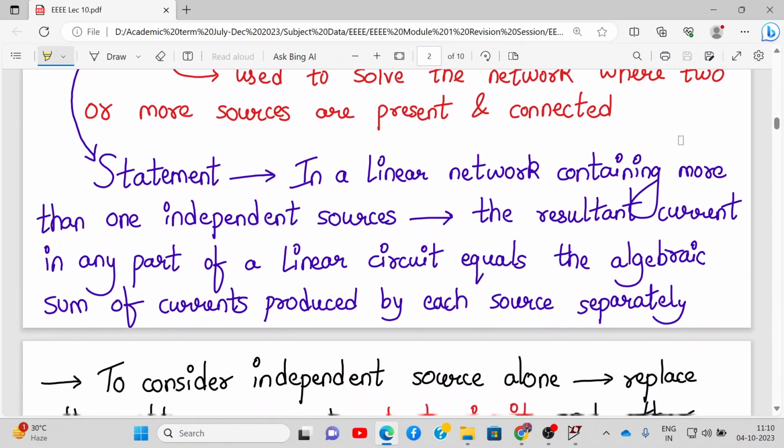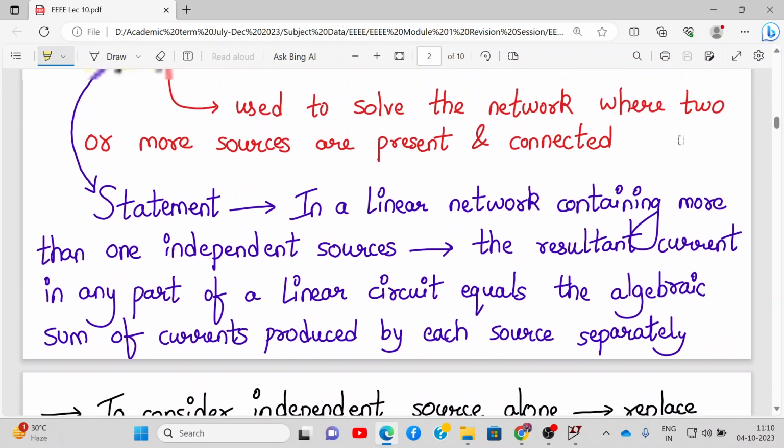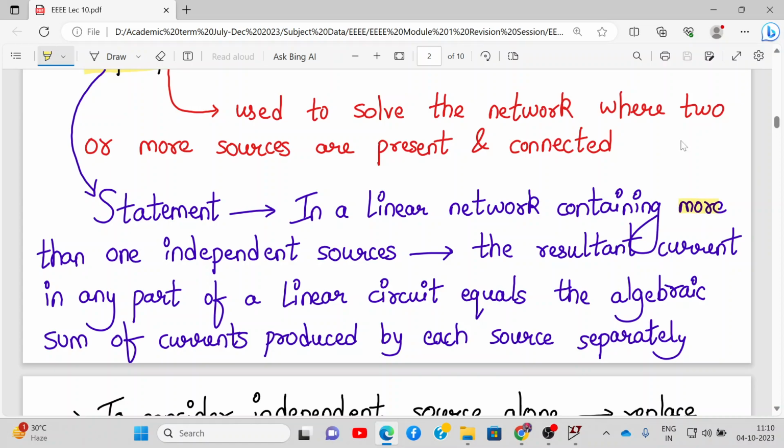Alright. So what is the statement of it? In a linear network containing more than one independent source, the resultant current in any part of the linear network is equal to the algebraic sum of the currents produced by each source separately.